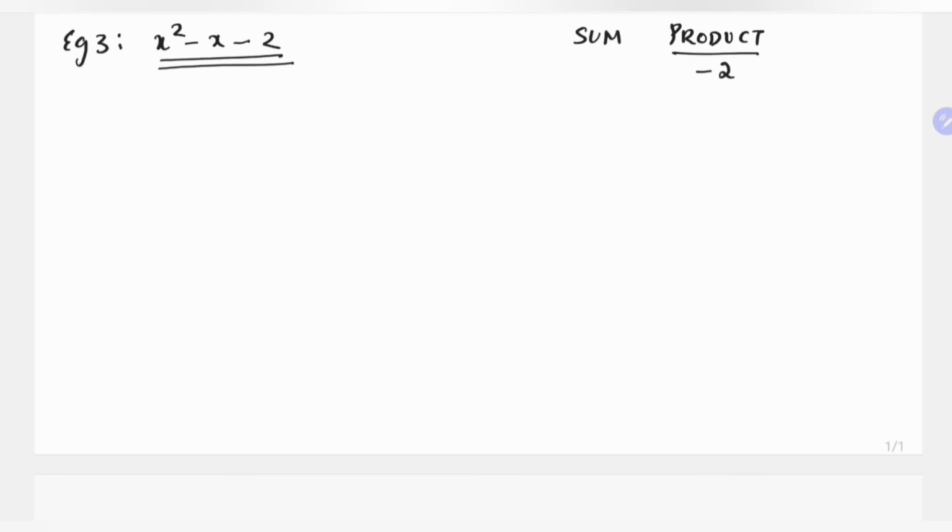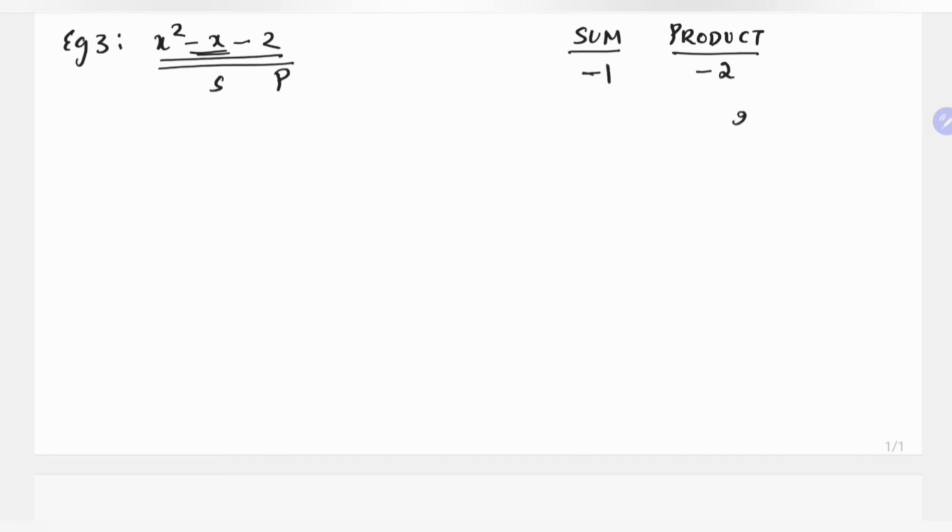So, it's going to be minus 2 into 1, which is minus 2. What is sum? Sum has to be this particular term, right? This is sum, this is product. So it should be minus 1. Now, we have to choose two numbers where the product is minus 2 and sum is minus 1.